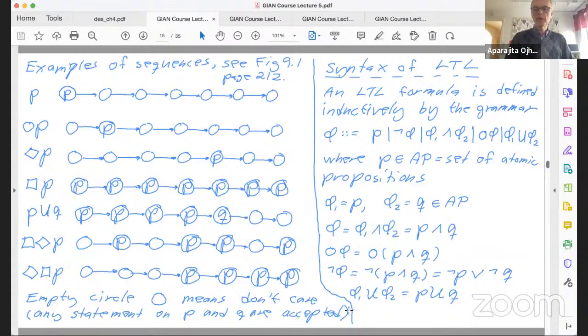And you can also write phi 1 until phi 2, corresponding in this example to P until Q.